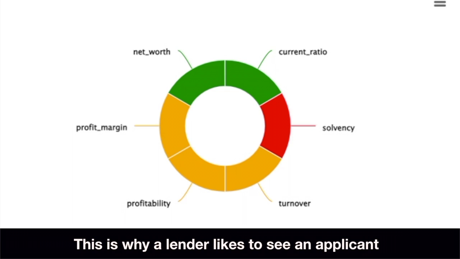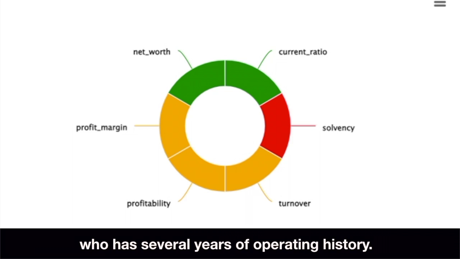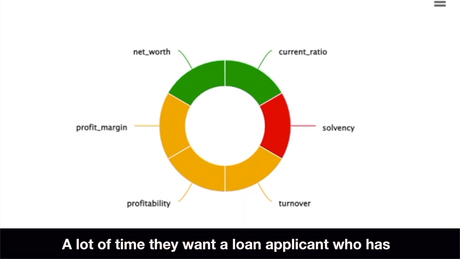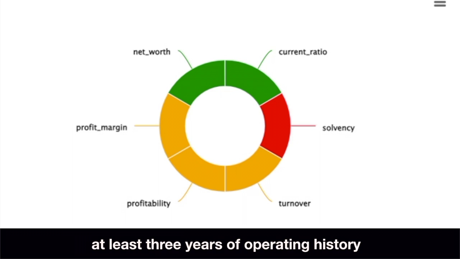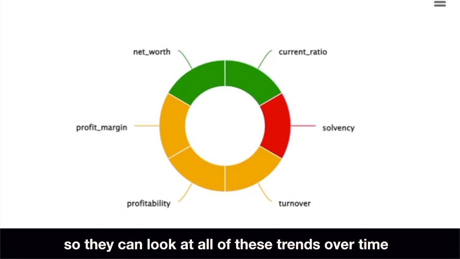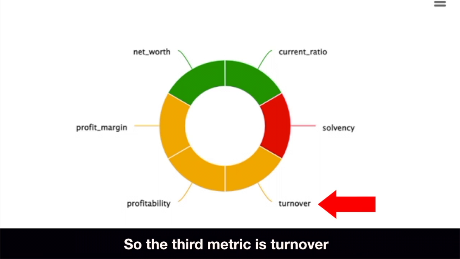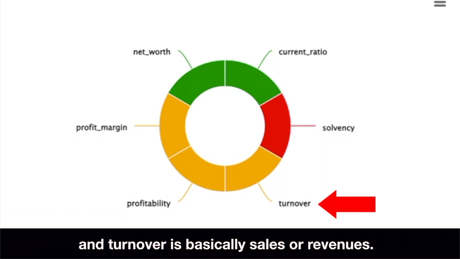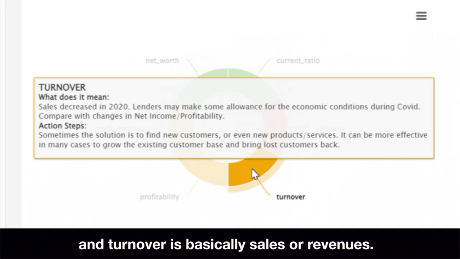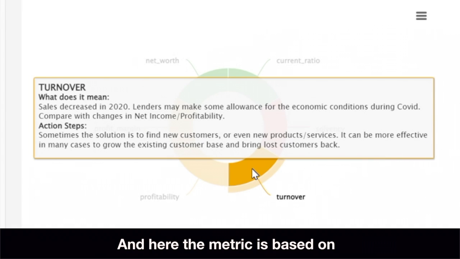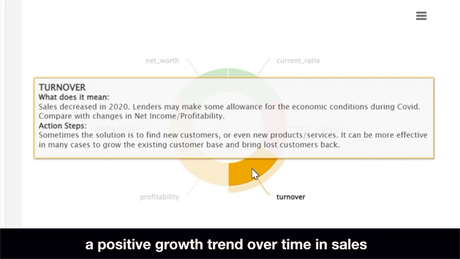This is why a lender likes to see an applicant who has several years of operating history. A lot of times they want a loan applicant who has at least 3 years of operating history, so they can look at all of these trends over time. And that's why I'm talking about all 3 things here. So the third metric is turnover. And turnover is basically sales or revenues. And here the metric is based on a positive growth trend over time in sales.